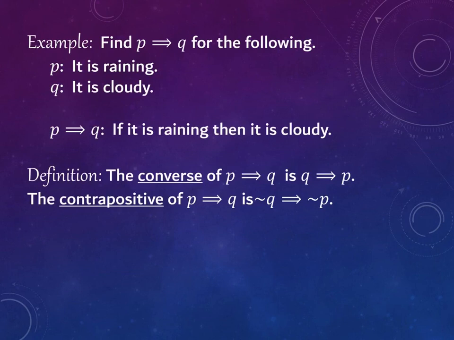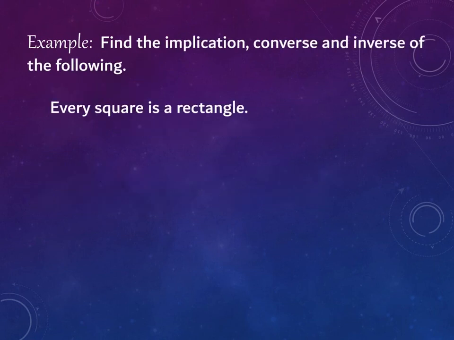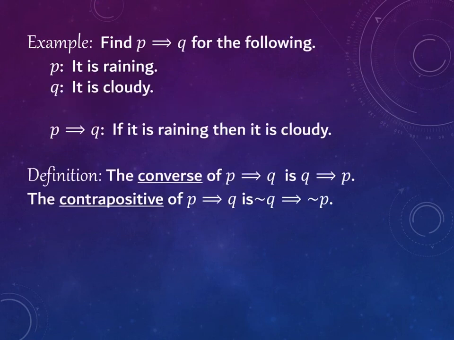Converse and contrapositive. The converse of P implies Q is Q implies P. So if you switch the order around, on the one above, if we did the converse, what would it be? Yeah, if it is cloudy, then it is raining. The contrapositive not only switches the order around, but it also negates things. So if we did the contrapositive, what would it be? If it is not cloudy, then it is not raining. Exactly. Sorry, I thought I had that at the bottom of the screen. I obviously don't.